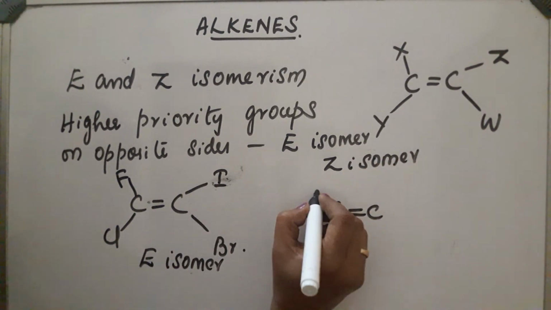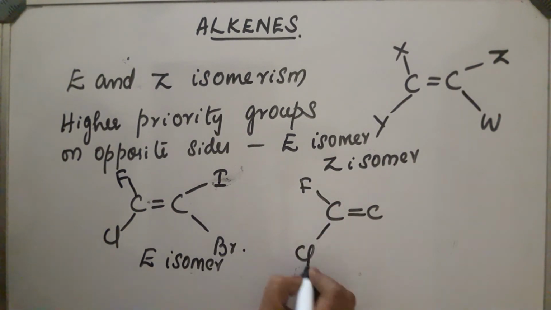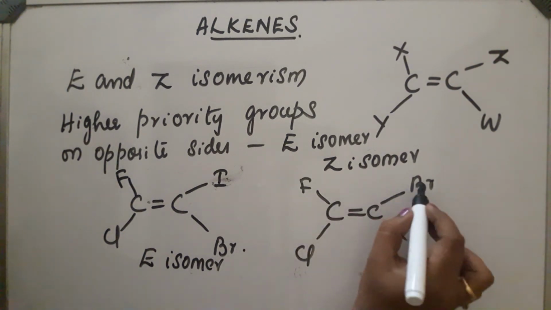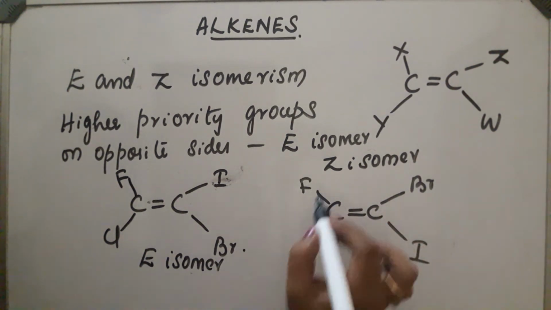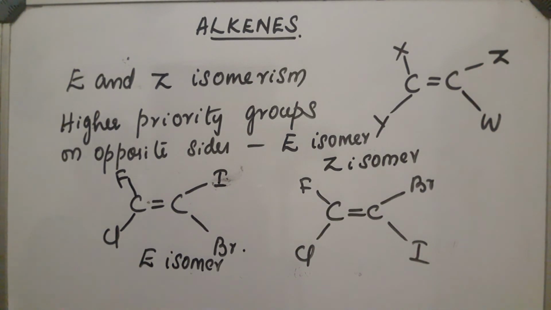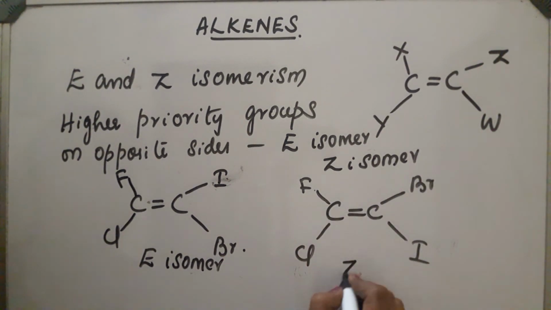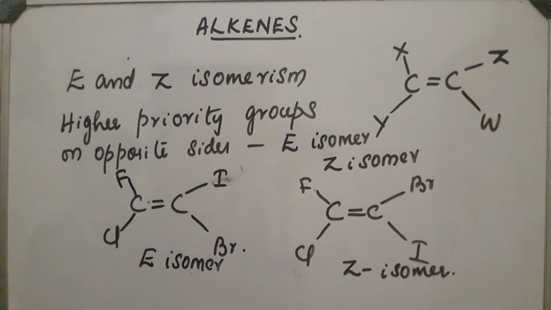We can draw the Z-isomer for this: C double bond C, with F, Cl, and Br here. This means the higher priority groups are on the same side of the double bond plane, the plane of the pi bond. This means this is a Z isomer. So these are the two types of isomerism seen if all four substituents attached are different. This much about the alkenes. Next class we will discuss more about alkenes.